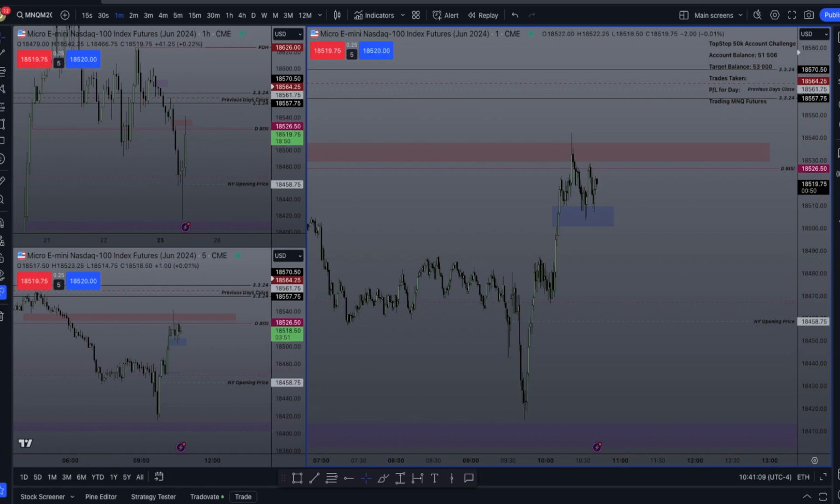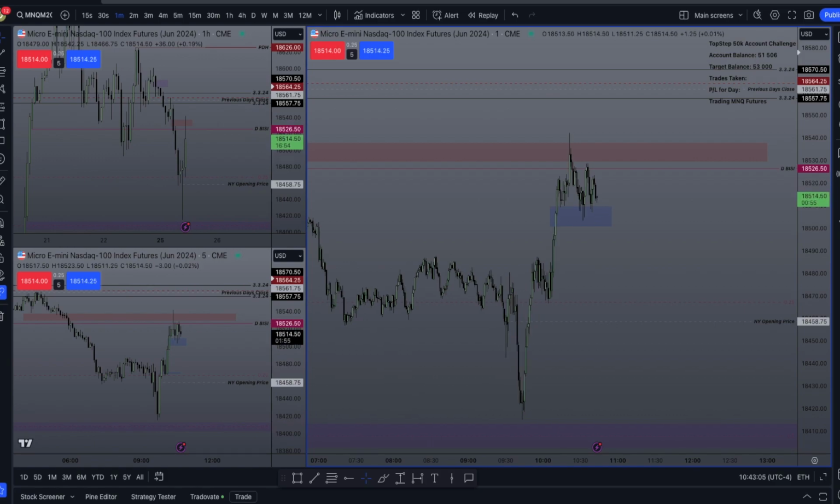So not much really to comment on here. Price is just meandering around, kind of bouncing between that red shaded area and the blue shaded area. It's not really doing much. It's the thing with trading, it's all about the patience most of the time, actually all of the time. Risk management and patience.